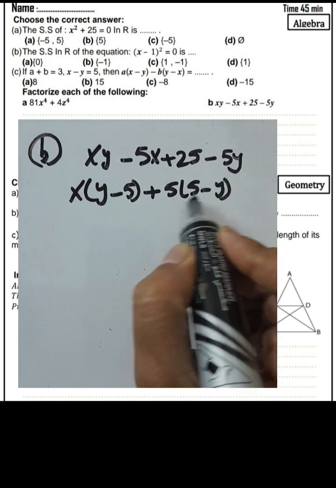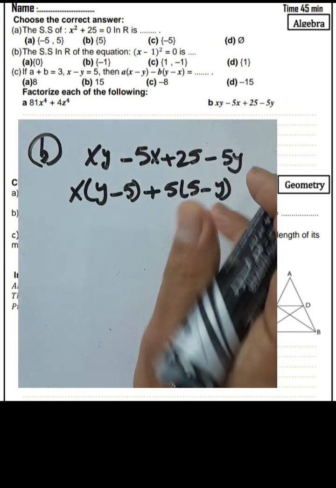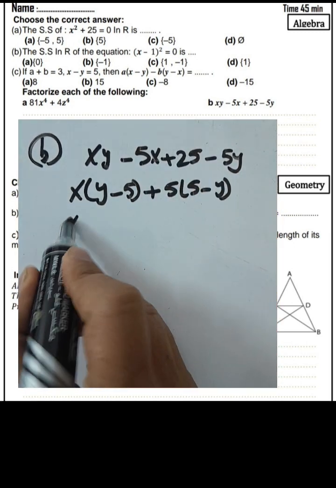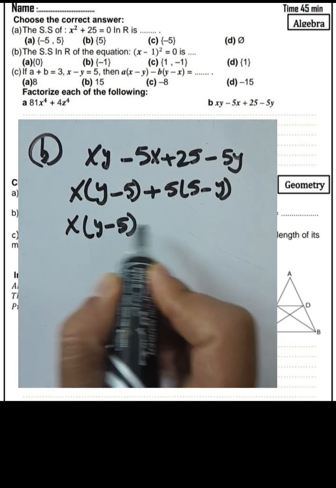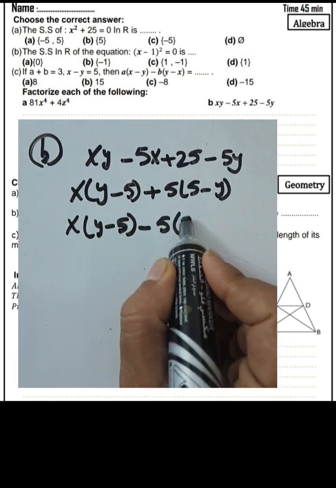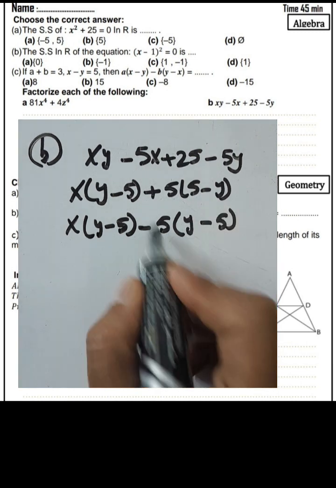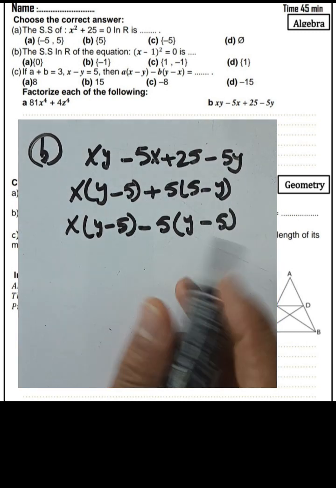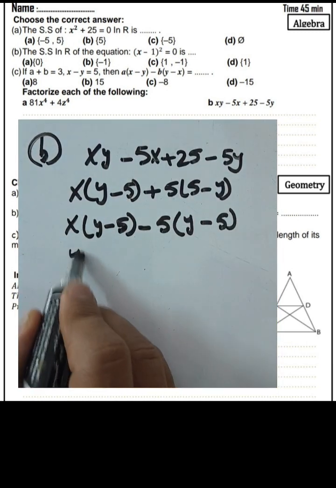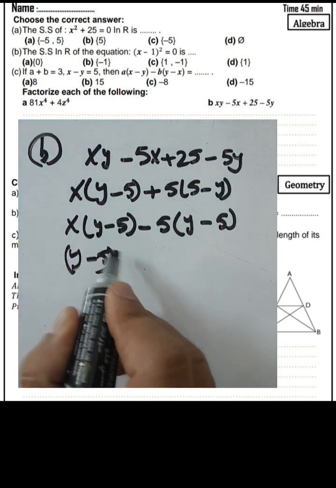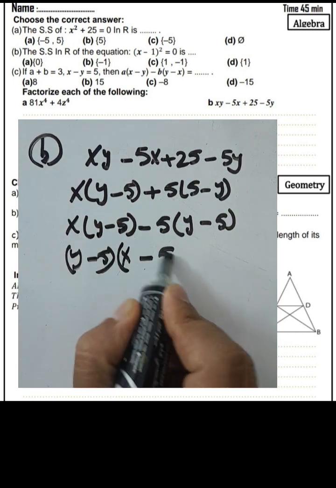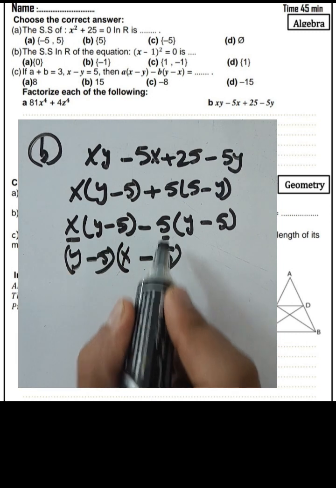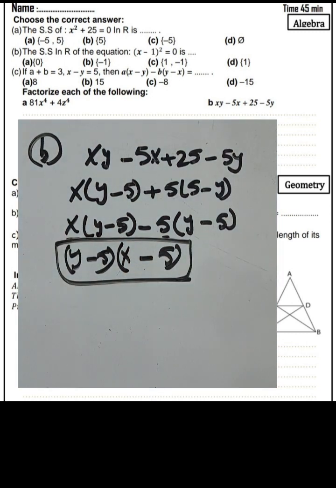It will be y. And we can write negative outside as the highest common factor between the two terms here. Write x times y minus 5, negative 5 times y minus 5. Write the highest common factor between them, and then we have two similar expressions. You can write y minus 5 as the highest common factor between the two expressions and write x minus 5 as the remainder. The result is in the simplest form.